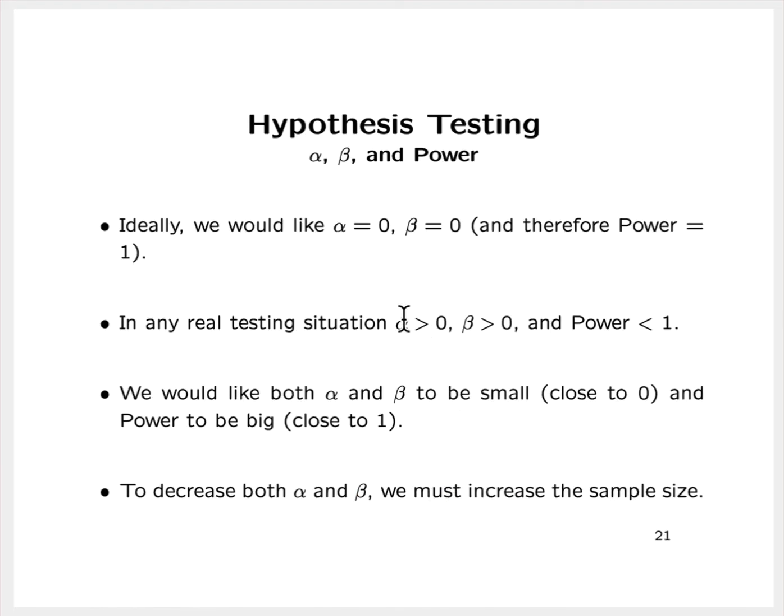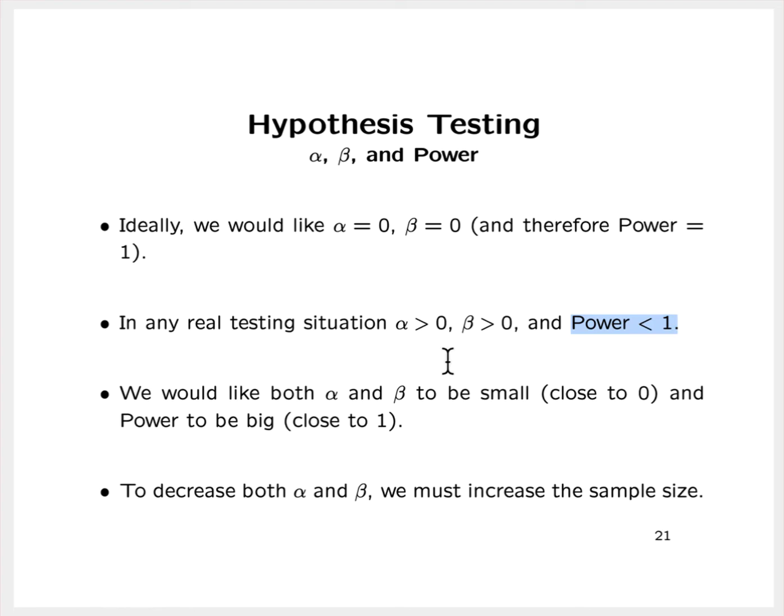Now ideally, we would like both alpha and beta to be 0, and therefore the power to be 1. But in any real testing situation, alpha is going to be greater than 0, beta is going to be greater than 0. In other words, there's always going to be a positive probability of either committing a type 1 error or committing a type 2 error, and therefore power will be less than 1.